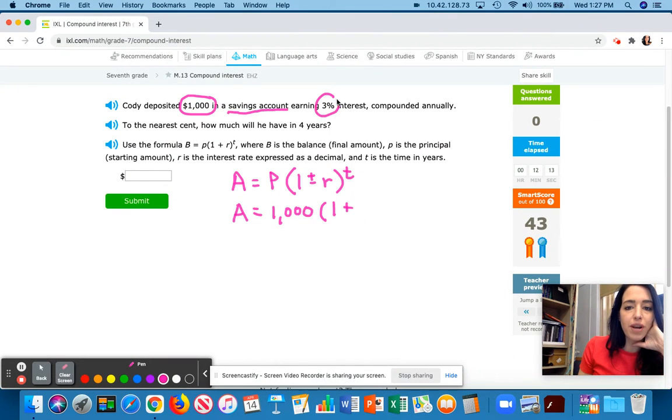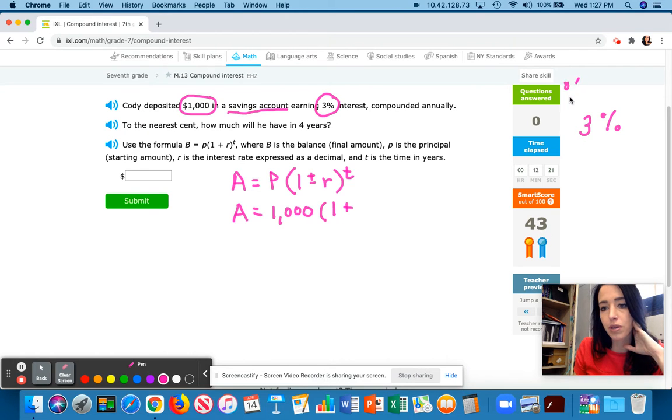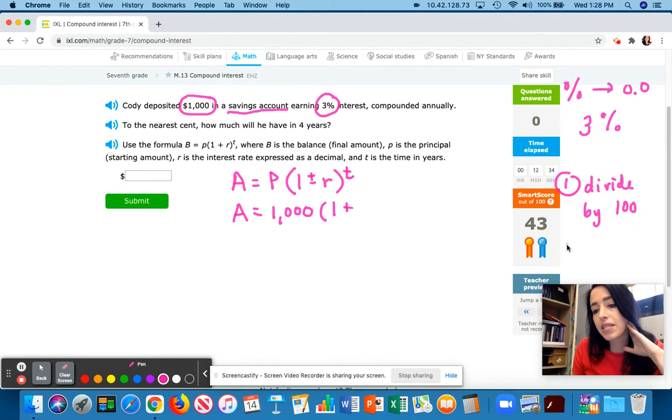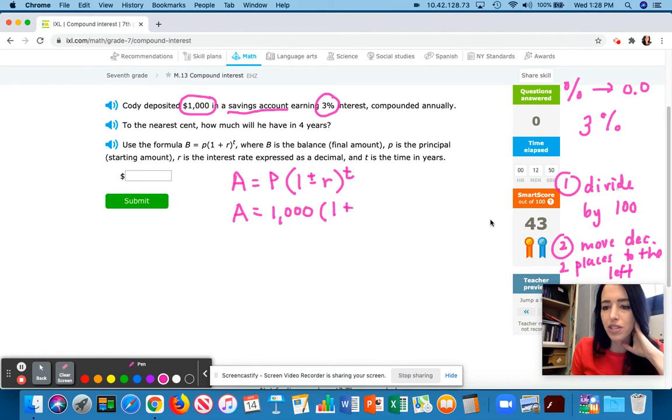It tells me my interest rate is 3%. So I'm going to move this over here. There are 2 ways that I can convert this from a percent to a decimal. The first way is I can divide by 100. The second way is I can move the decimal 2 places to the left. I usually do the second one just because it's easier.